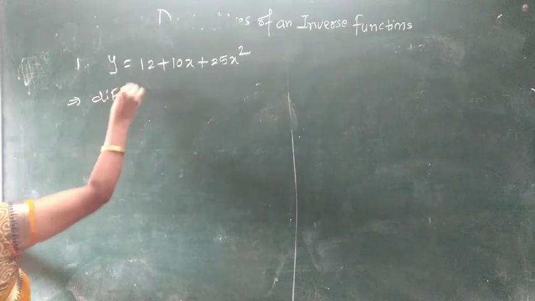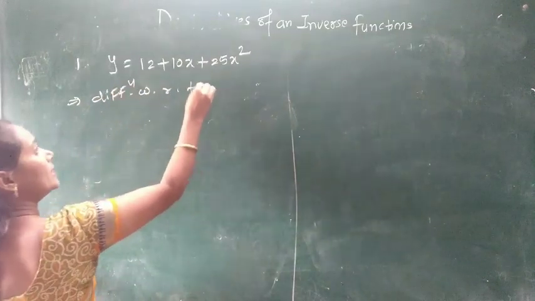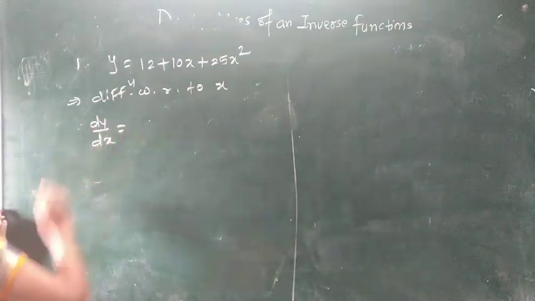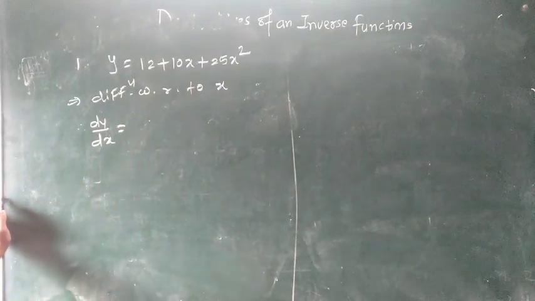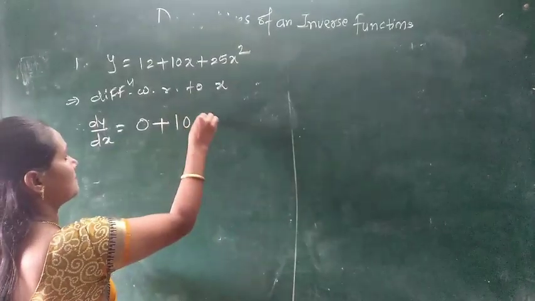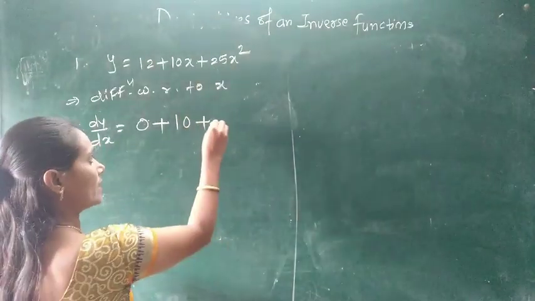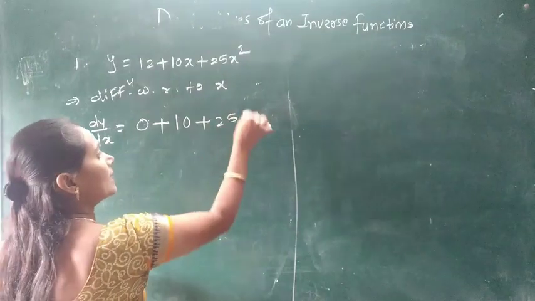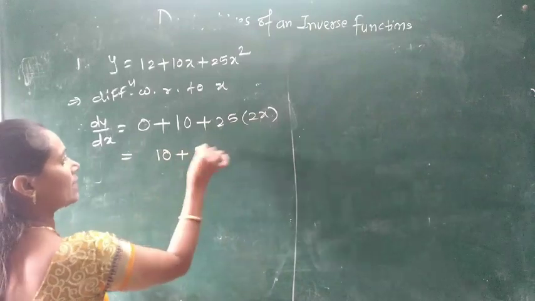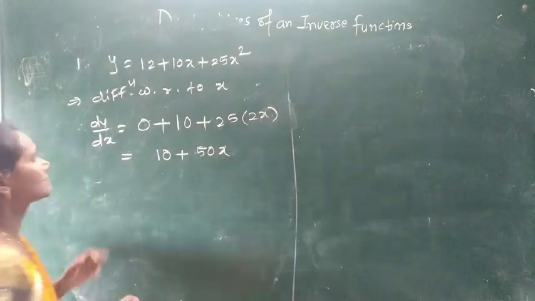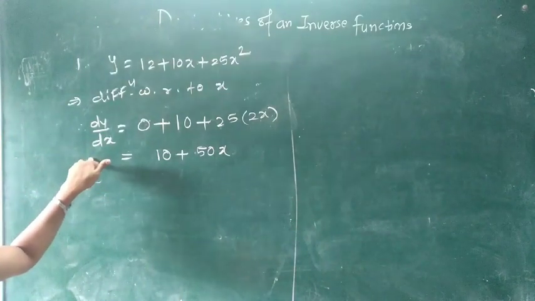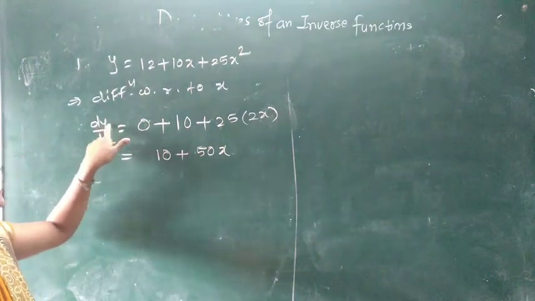Differentiating both sides with respect to x. Therefore, dy upon dx is equal to, again, derivative of 12, a constant term, which is 0, plus derivative of 10x, that is 10, plus derivative of 25 into x square. 25 is a constant term and derivative of x square is 2x. So 10 plus 25 into 2, that is 50x. That is dy upon dx. But we have to find the rate of change of demand, that is dx upon dy.